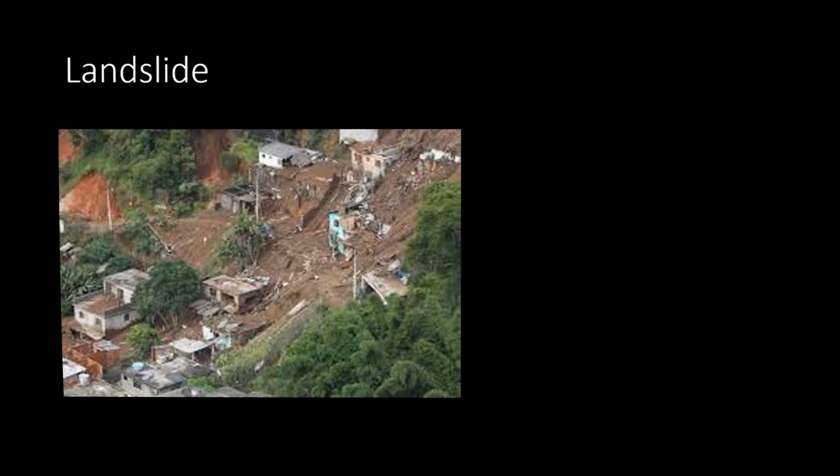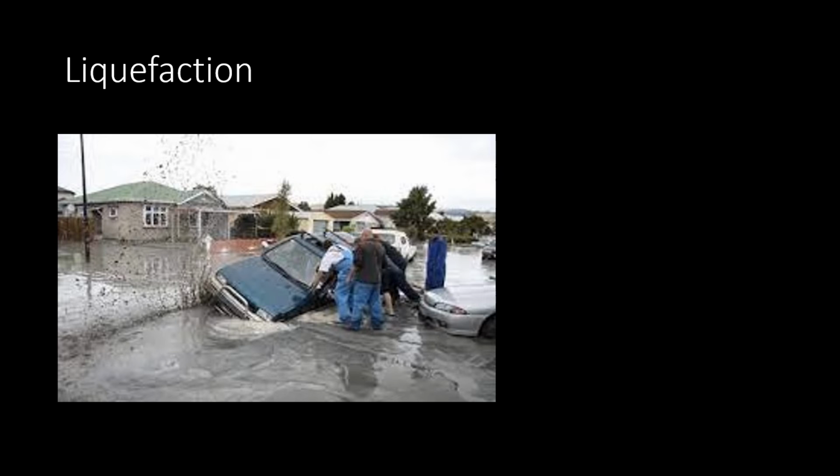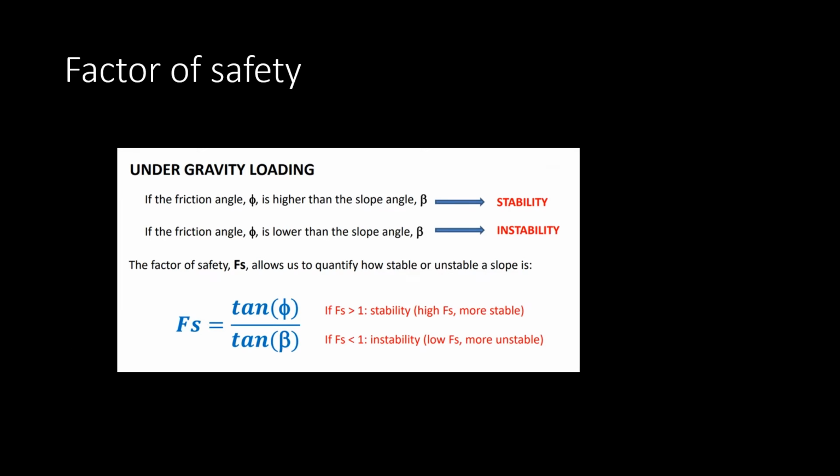Okay. Earthquakes also cause landslides, liquefaction, and soil failure, and the angle of repose is the main key feature we're looking for in this. Factor of safety: this equation shows the stability of the slope. Factor of safety often needs to be greater than 1.2 in order to consider it a stable slope.